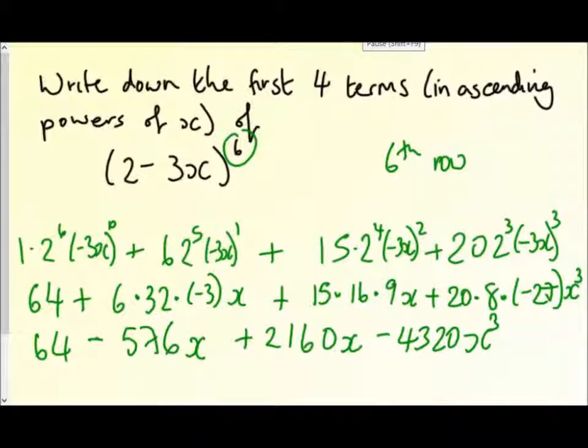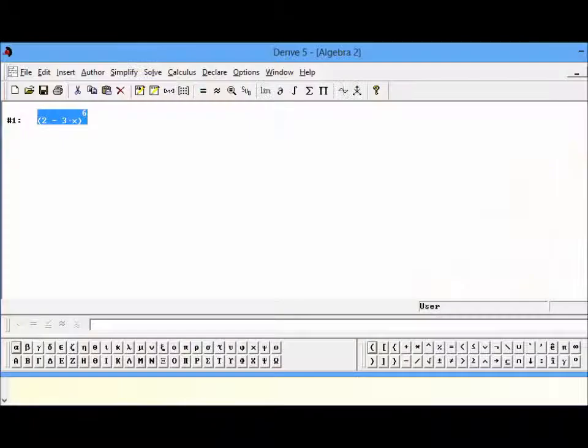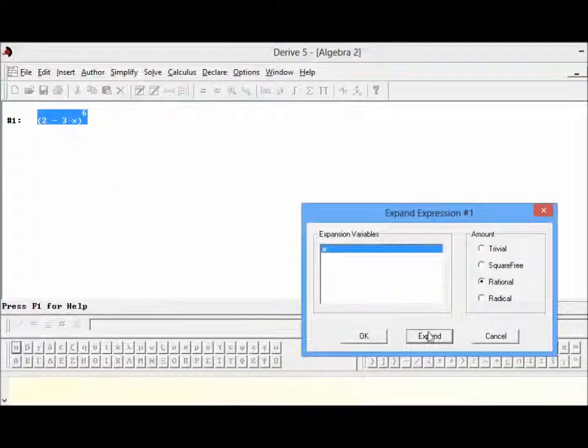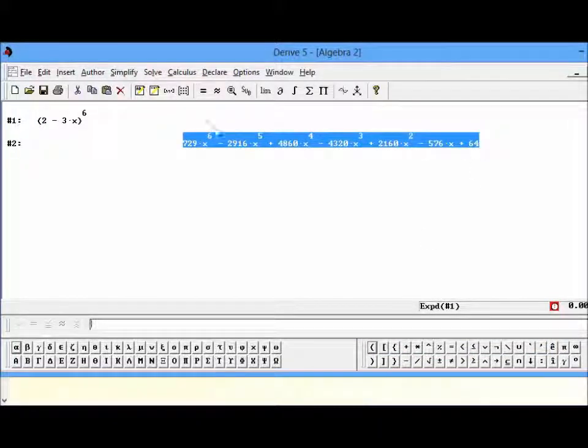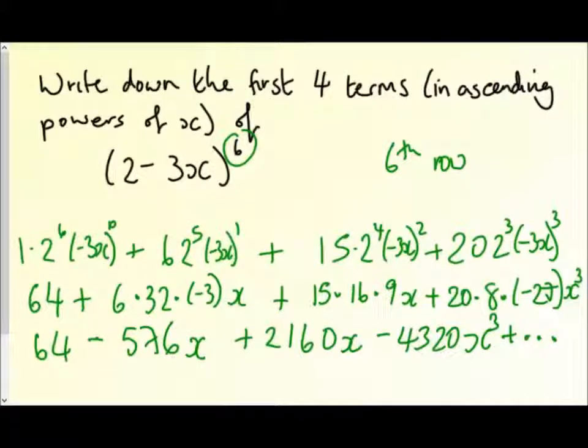So there we have the expansion. Remember, that's only the first 4 terms. There'd be an x to the 4, x to the 5 and x to the 6th term there. We're just checking the technique to see what we're doing. And we could check that using Derive. If we type that in and ask Derive to expand it, that's just quite a helpful way of checking we've got that right. It's doing it in descending powers there, but 64 minus 576x plus 2160x squared and minus 4320x cubed is what we got, of course.